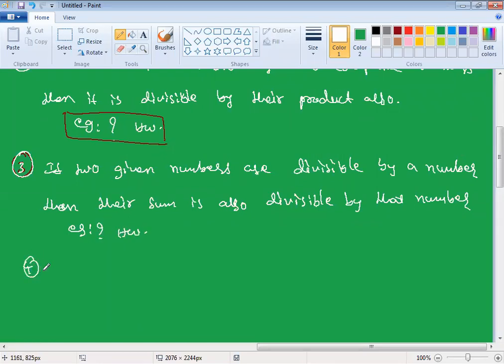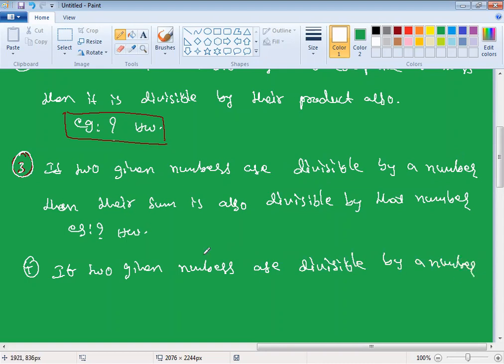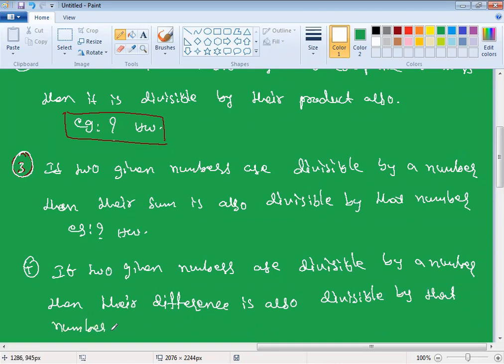And the last one, the fourth one: if two given numbers are divisible by a number, then their difference, meaning subtraction, is also divisible by that number. You can take for example any numbers, that's your wish.